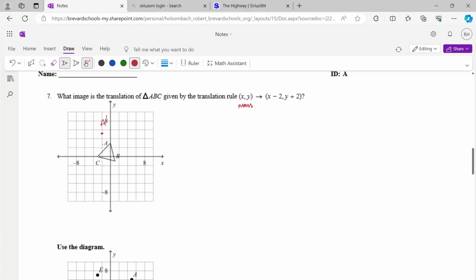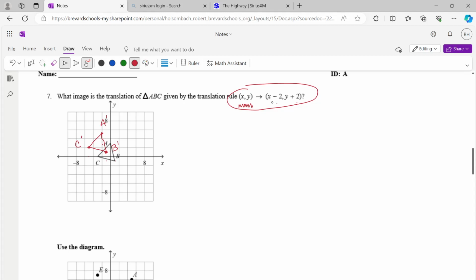For point C, we're going to follow the same rule, left 2, up 2. So we're going left 2, up 2. There's our C prime. And then for B, we're following the same rule. x minus 2 sends us left 2. And from there, we're going to go up 2. So there's our B prime. So there's our translation given this rule.